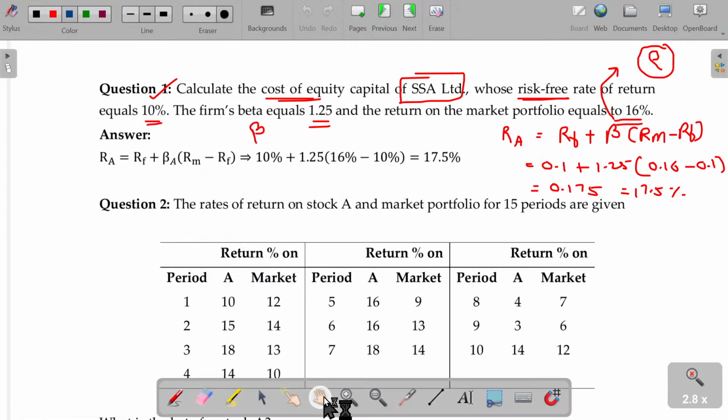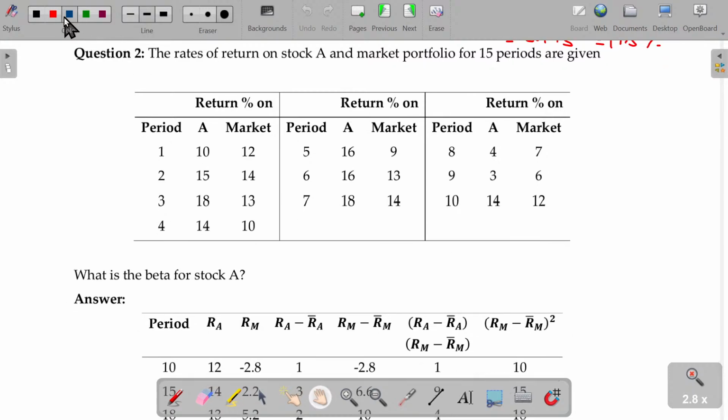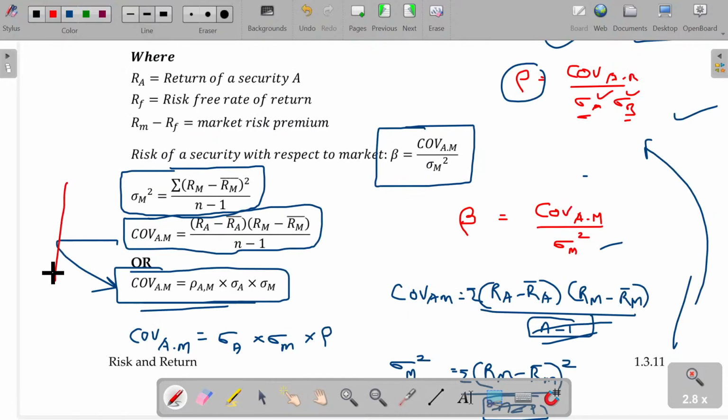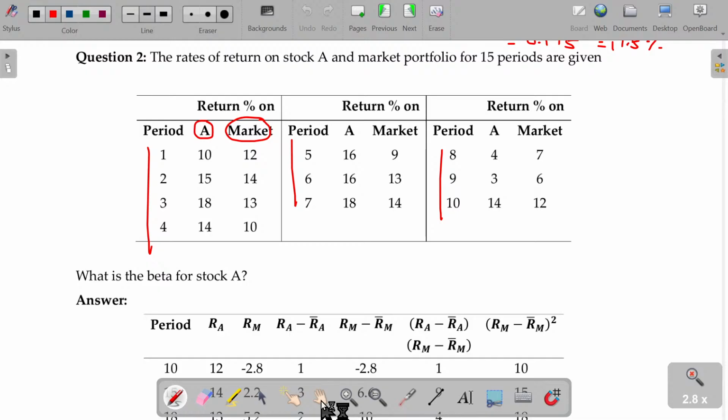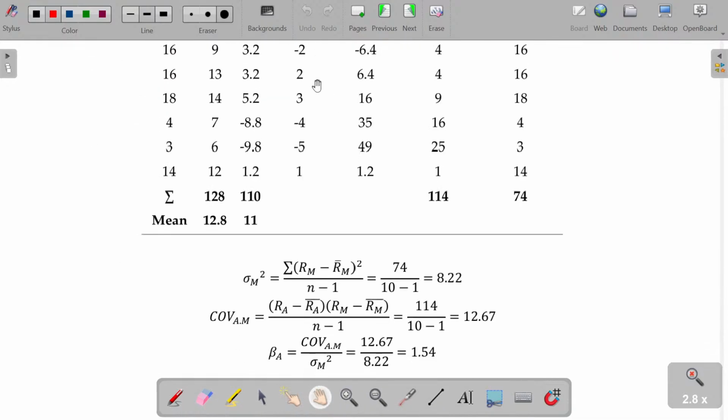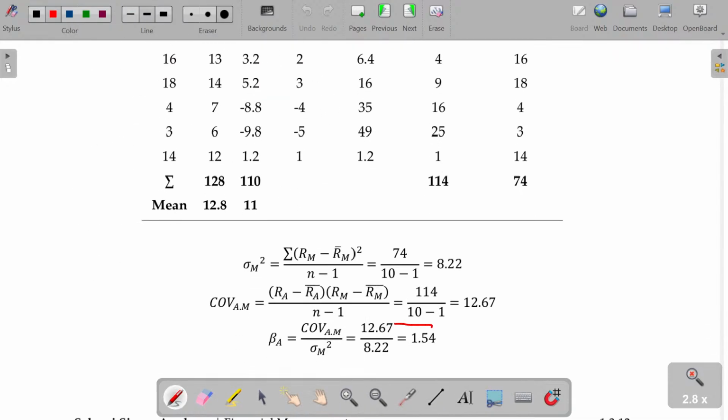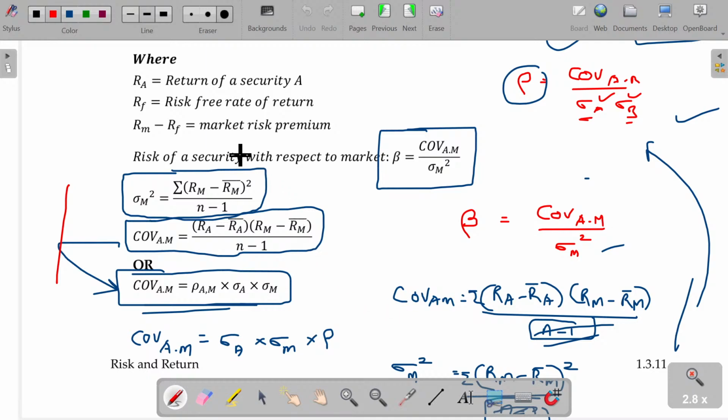So, question number 2, I have given return of A as well as return of market for 10 periods. You have to find out all the calculations required for this, try to find out the beta, and try to apply this for your study. Of course, not required, but only for learning purpose, I have given this one. You understand this formula? That's all, not more than that. Question number 2 and 3 is for understanding purpose. I will explain the formula here in detail.